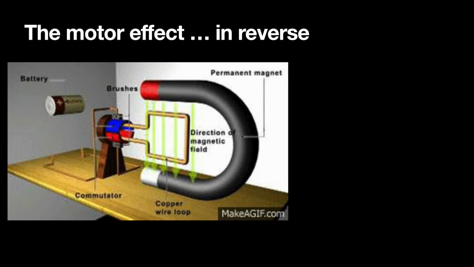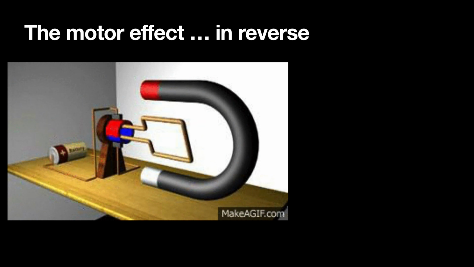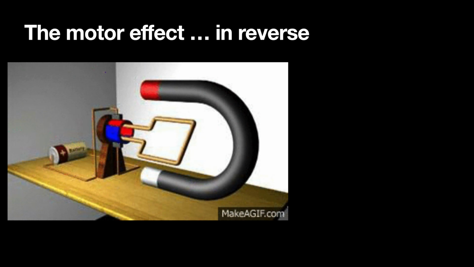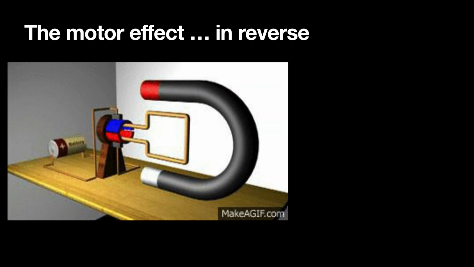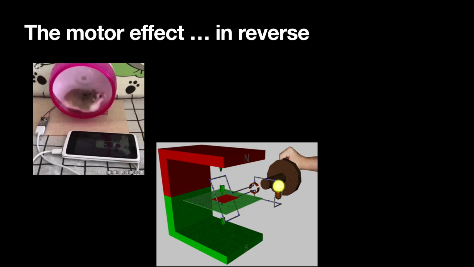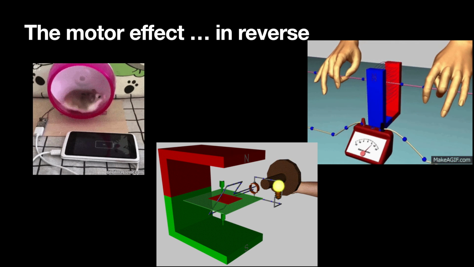You hopefully remember the motor effect. The motor effect governs how motors work, where electrical energy, like from this battery, is converted into kinetic and mechanical energy. Electromagnetic induction, on the other hand, is used in generators, where mechanical and kinetic energy is converted into electrical energy. So for example, the mechanical and kinetic energy of the hamster running on the wheel is converted into electrical energy in this phone. It's similar when we look at this diagram and here as well.